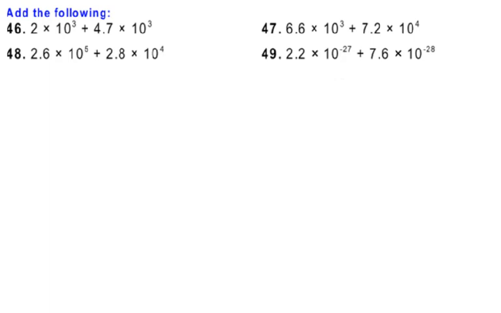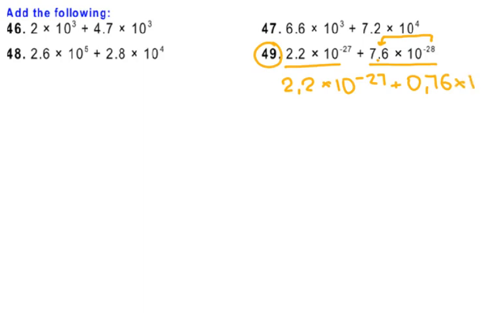So for number 49, I notice again that they are different powers over here. So again, I'm going to take one negative and change this number. That negative will move my decimal to the left. So I have 2.2 × 10^-27 plus 0.76 × 10^-27, because I took one of the negatives away. So that gives me 2.96 × 10^-27.